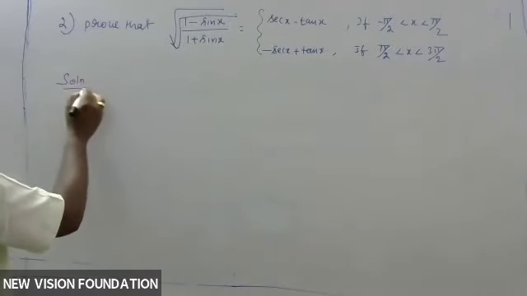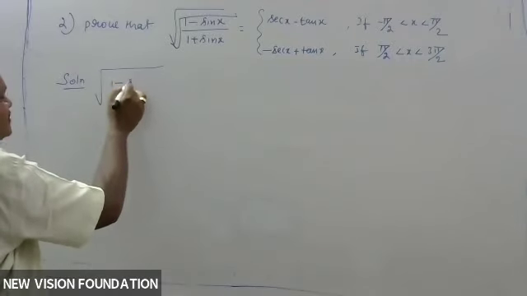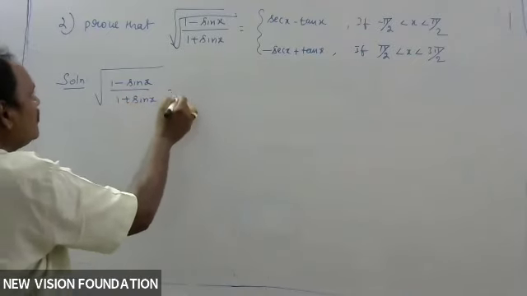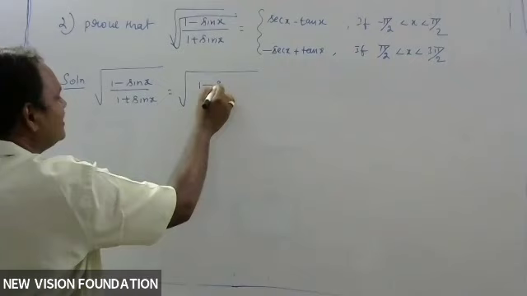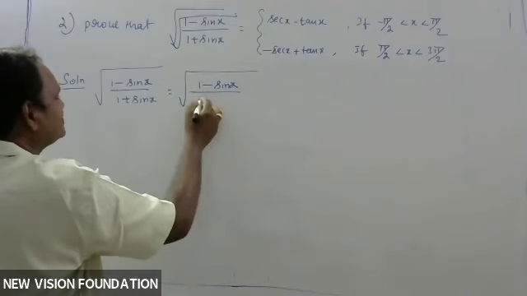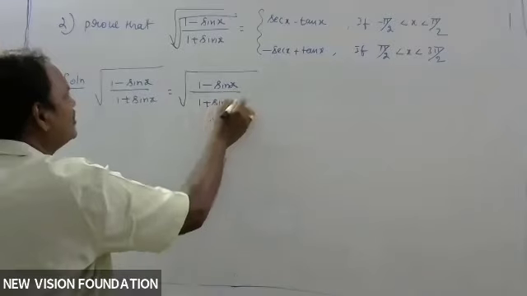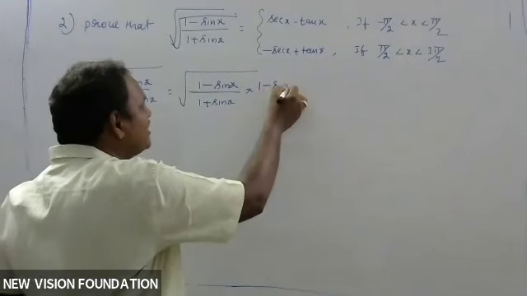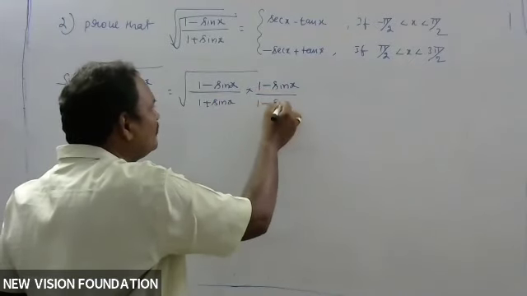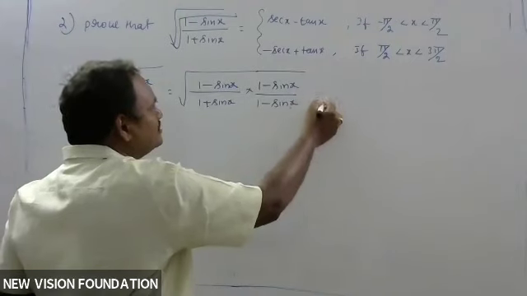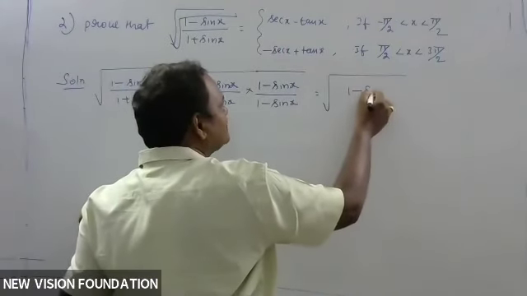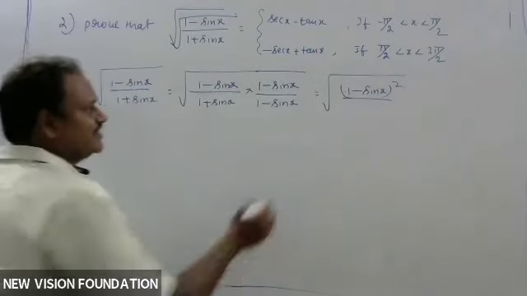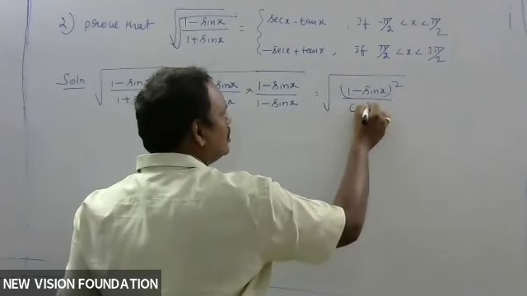Let us observe this. We are having square root of (1 minus sin x) by (1 plus sin x). What we do is we multiply and divide by 1 minus sin x. If we do this, we get square root of (1 minus sin x) whole square divided by (1 plus sin x) into (1 minus sin x), that becomes 1 minus sin square x, that becomes cos square x.